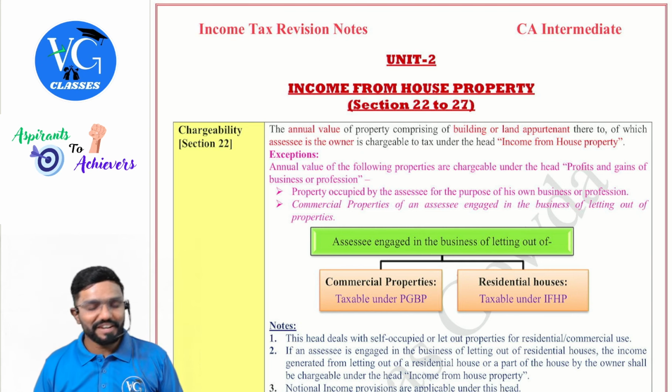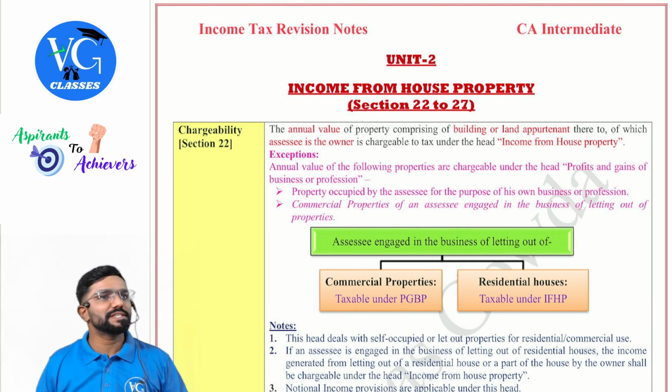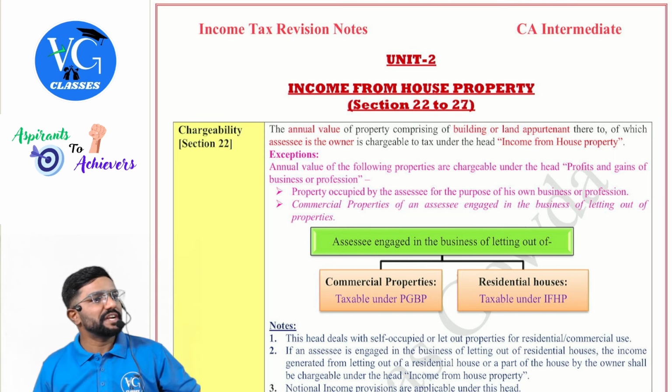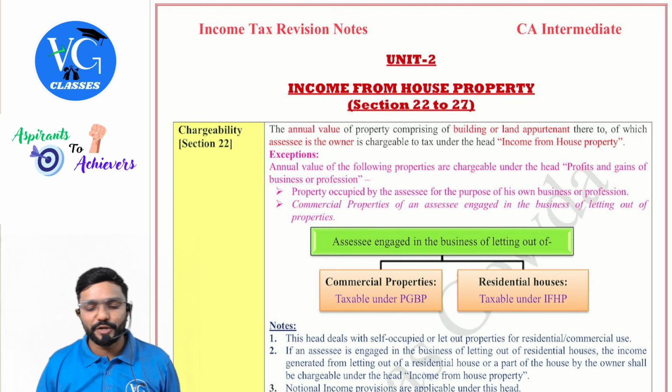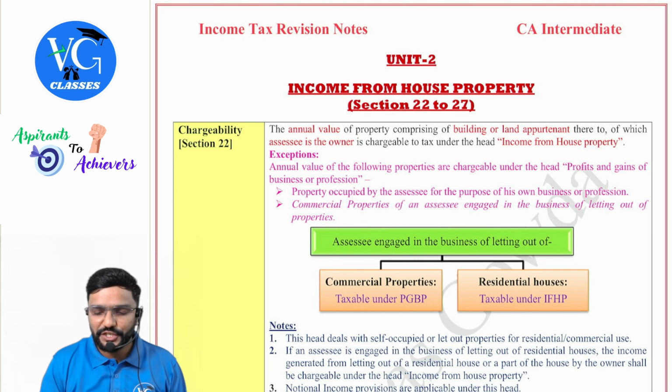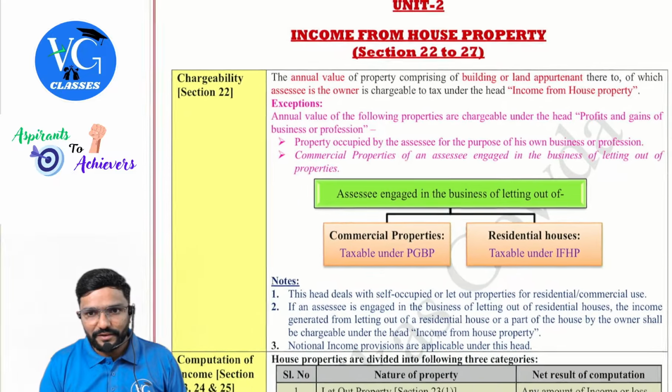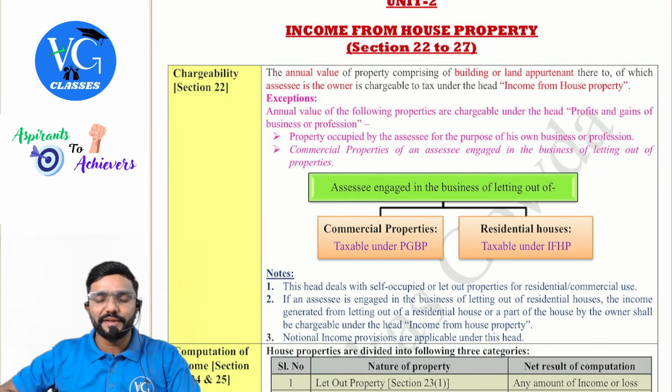Yes, students. Now we will revise the second head of income, that is income from house property. Sections 22 to 27 cover the provisions with respect to income from house property. Section 22 being the charging section specifies. Please be careful with this. There is a small amendment here.